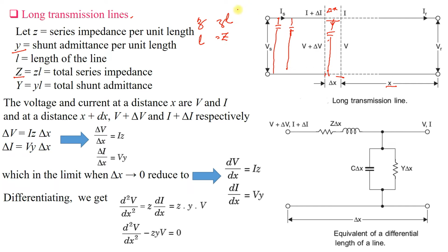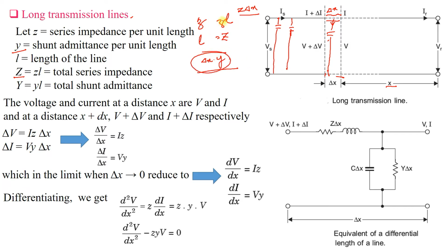So its increase in the impedance will be, say, small z into delta x. That will be the increase when we increase the length from x to x plus delta x. Increase in impedance will be small z into delta x. Similarly, the increase in the admittance will be small y into delta x. That will be the increase in the admittance.